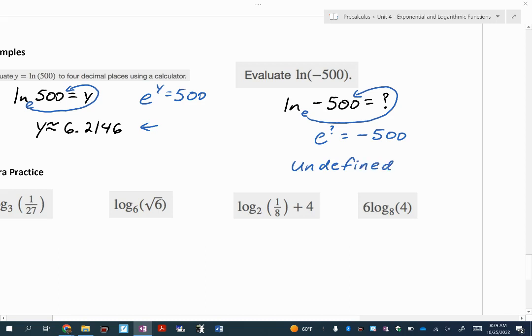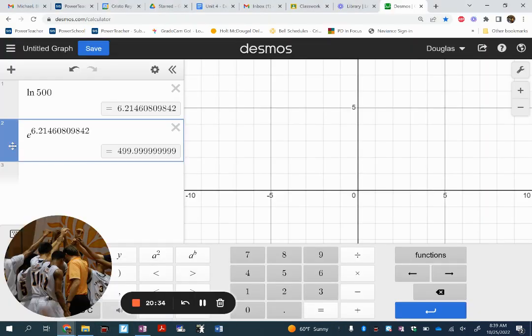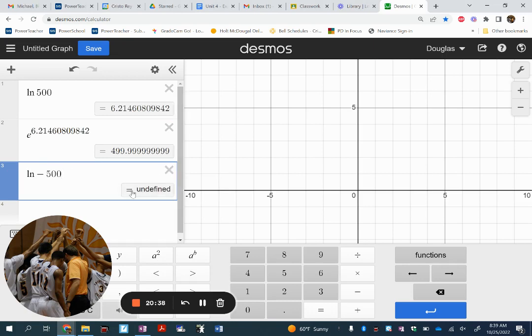All right, but if we show you by typing into Desmos, you would see that this is going to be undefined. So the natural log of negative 500. So you'll notice it says undefined. Not surprising. We know that, and if you need me to put it in parentheses, I can.